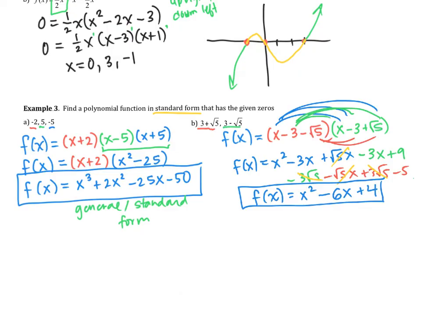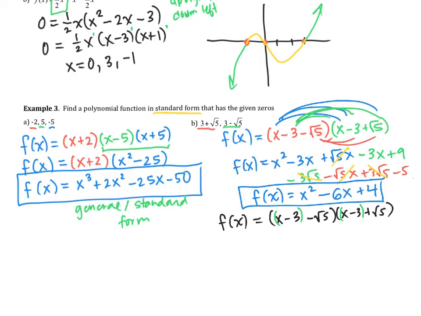Now, obviously that was a lot of work when there's actually a pattern in this. So let's consider this again. You can always do it the long way. It will work. But sometimes we want to look for a pattern to make it easier. I'm going to consider the fact that these are almost the same factors. They both have an x minus 3, and then one of them has a minus root 5 and one of them has a plus root 5, which really means this is a difference of squares.